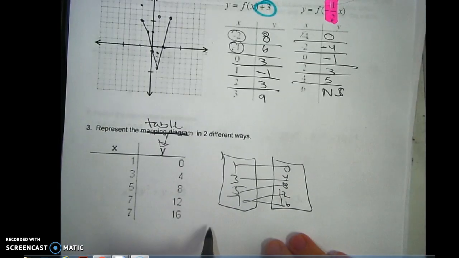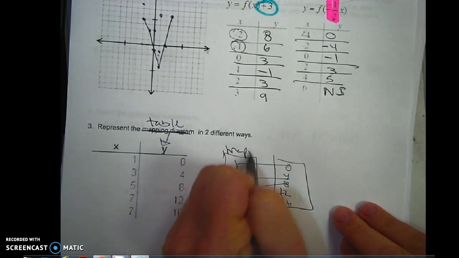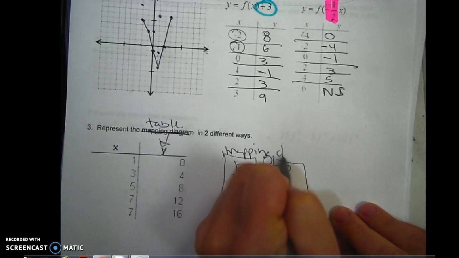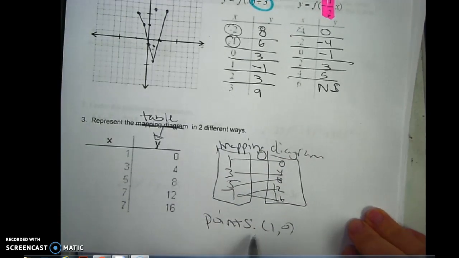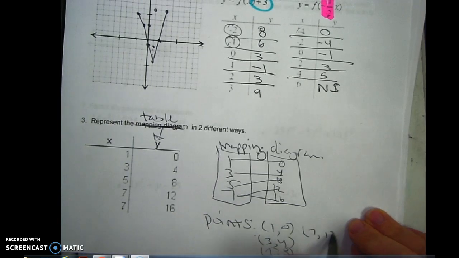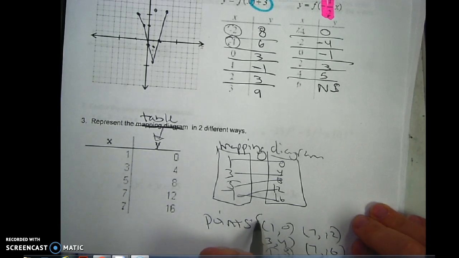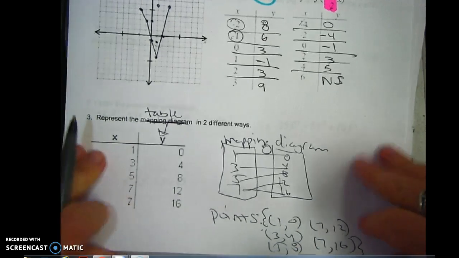I can represent it as a set of points. Let me write that. Mapping diagram. Okay, points. 1, 0, 3, 4, 5, 8, 7, 12, 7, 16. Set notation. I could have also done domain and range. Okay, page 1 done.